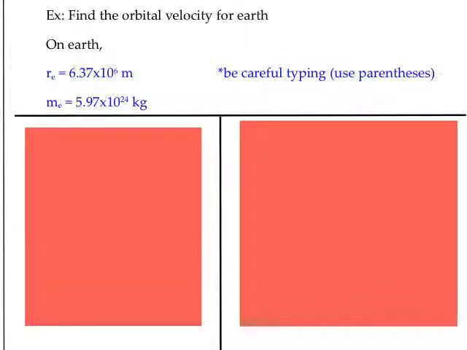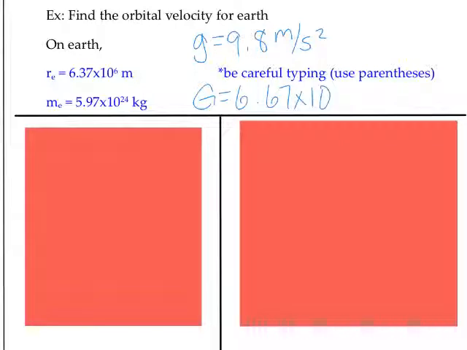You are given the radius of the Earth, and I'm going to say that the thing that's orbiting the Earth is not very far off the surface, so I'm just going to use the radius of the Earth as my orbital radius. You're given the mass of the Earth. You also know that little g is 9.8 meters per second squared, and the gravitational constant is 6.67 times 10 to the negative 11th Newton meter squared over kilogram squared.